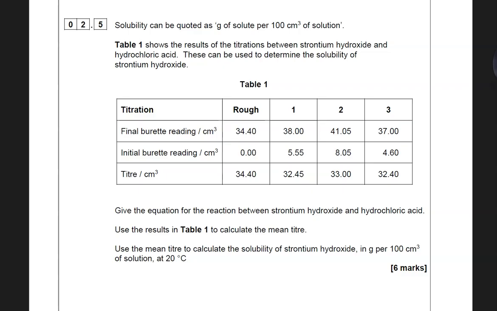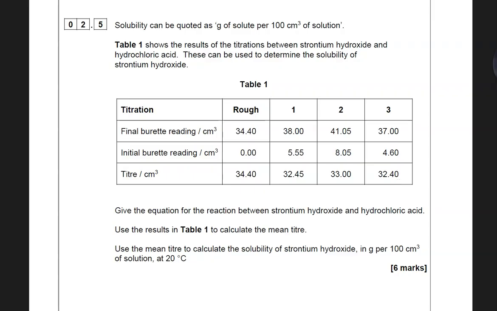There's some good marks here if we know what we're looking for and can go through the calculation and present our findings correctly. So the first thing is we need to write the chemical equation for that reaction between strontium hydroxide and hydrochloric acid. And we also need to calculate the mean titer. Let's think about doing that bit. The mean titer, we ignore the rough value, and we're looking for the 2 closest values here. So these are the titer of 1 and 3. So 32.45 and 32.40. And the average of that is going to be 32.43.